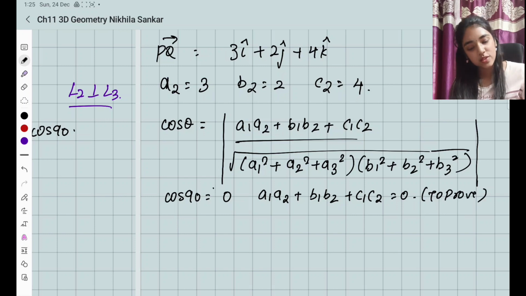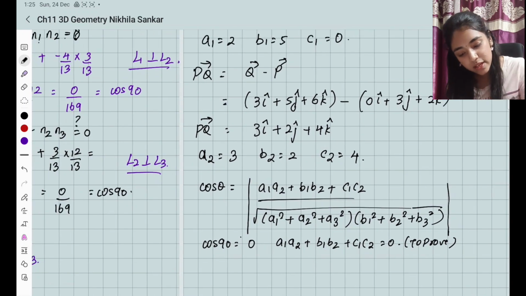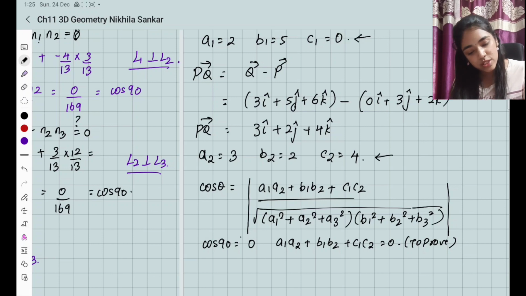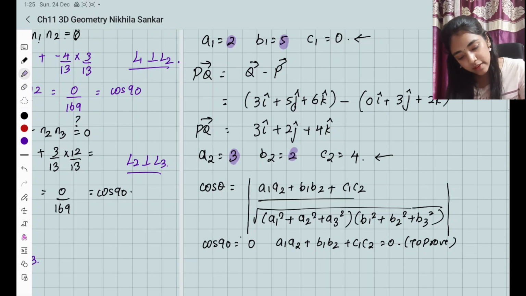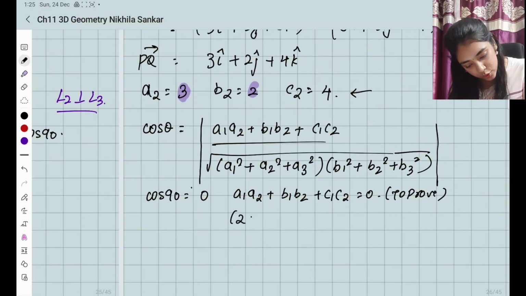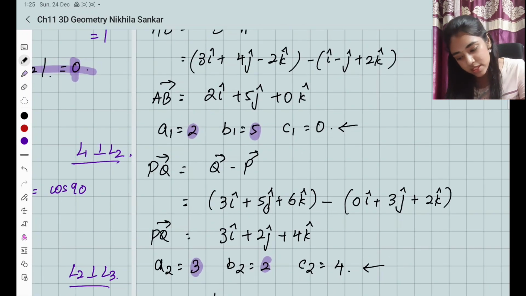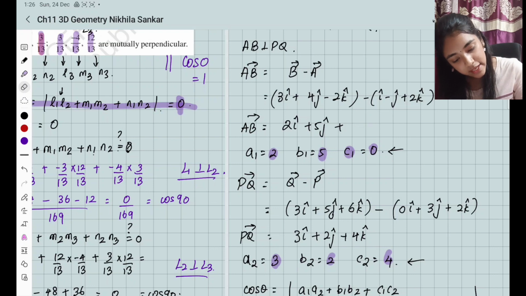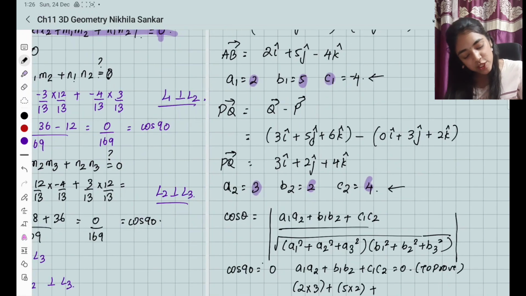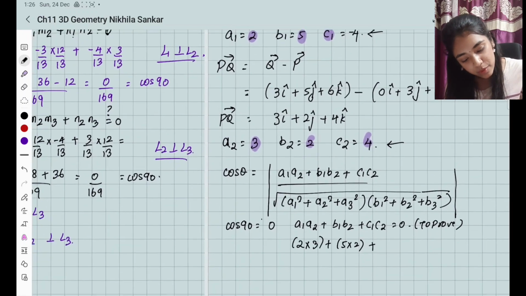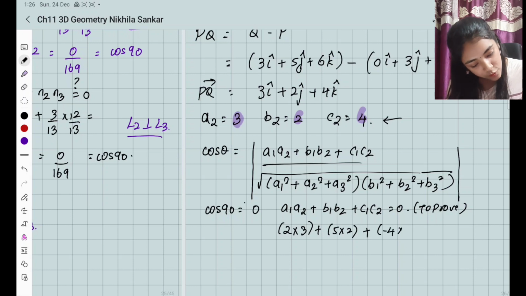Now, let me substitute the values I have found and see. I have the A1 B1 C1 values here, and the A2 B2 C2 values here. So let me substitute. I have 2 into 3 plus 5 into 2 plus, for C1 C2, the value is going to be minus of minus 2... okay, please change that. This is going to be minus 4k and the value of C1 is going to be minus 4. Please correct it. So C1 C2 is going to be minus 4 into plus 4.